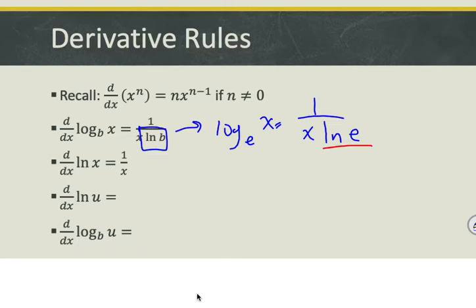Okay, so there is that part of the denominator that's ln of the base, but because the base was e, it's just a 1 and we don't write it. But it's still there, it's just simplified.